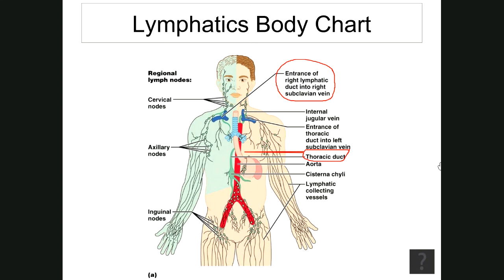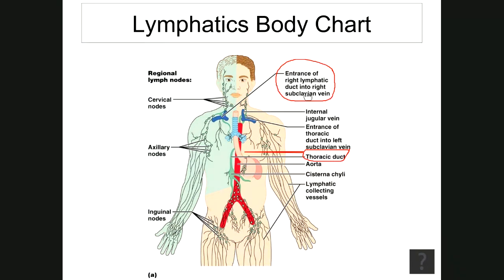Now, superficial and deep lymphatics converge to form larger trunks, which empty into the thoracic duct, and see I have it circled there, thoracic duct, and the right lymphatic duct. So all your lymphatics are going to converge there.